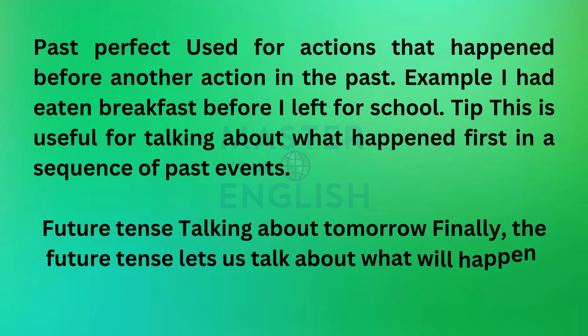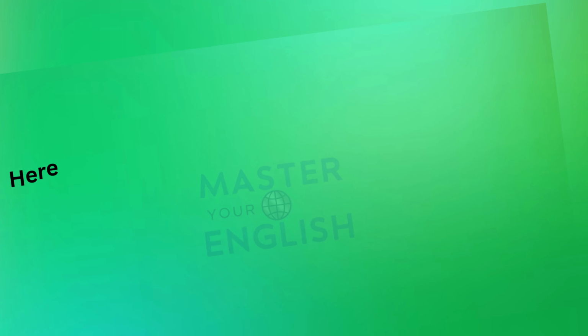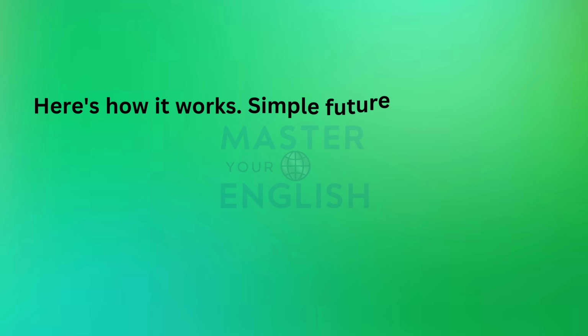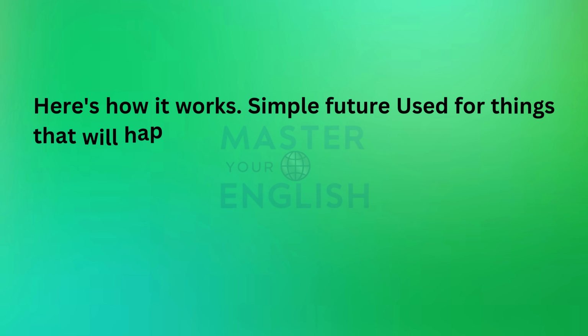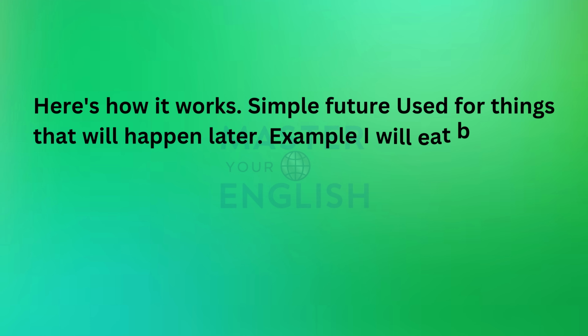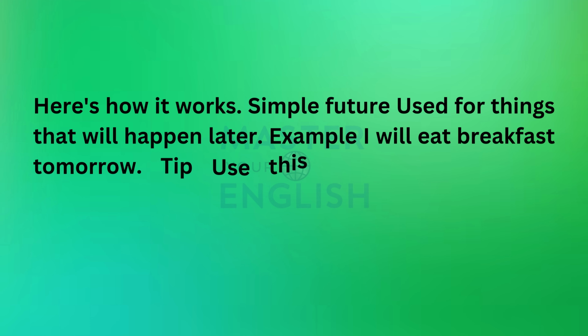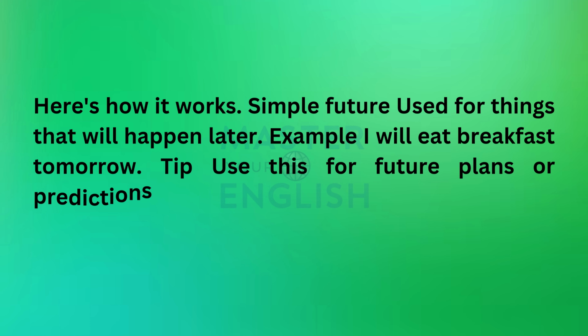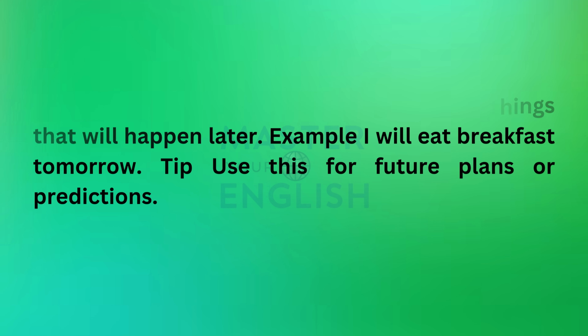Future tense. Talking about tomorrow. Finally, the future tense lets us talk about what will happen. Here's how it works. Simple future: used for things that will happen later. Example, I will eat breakfast tomorrow. Tip: use this for future plans or predictions.